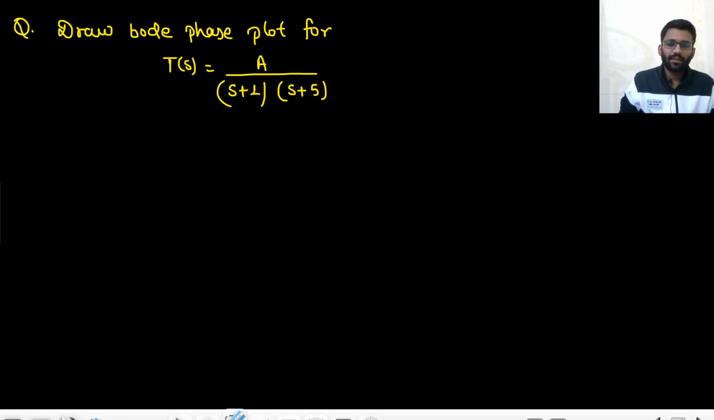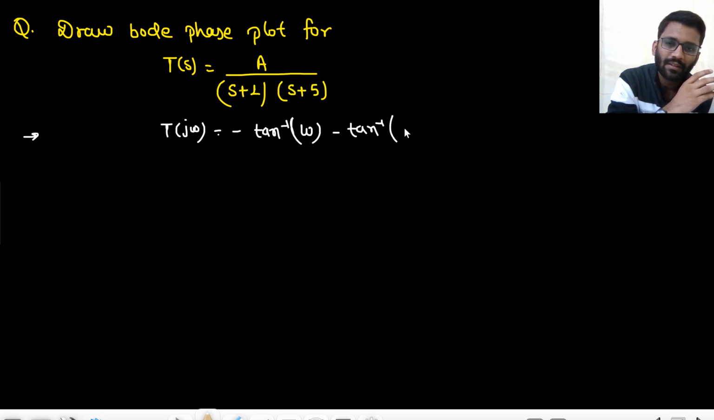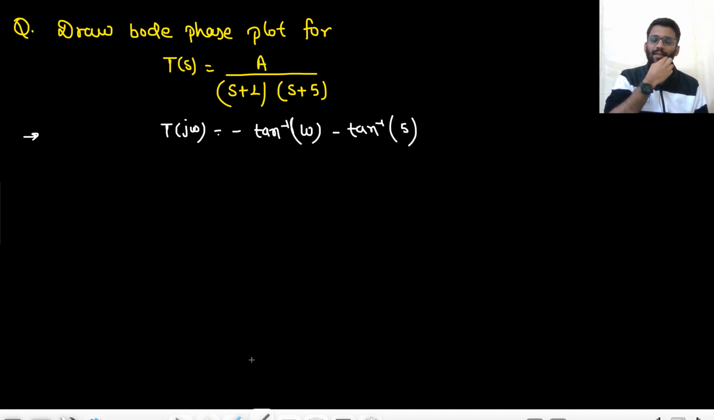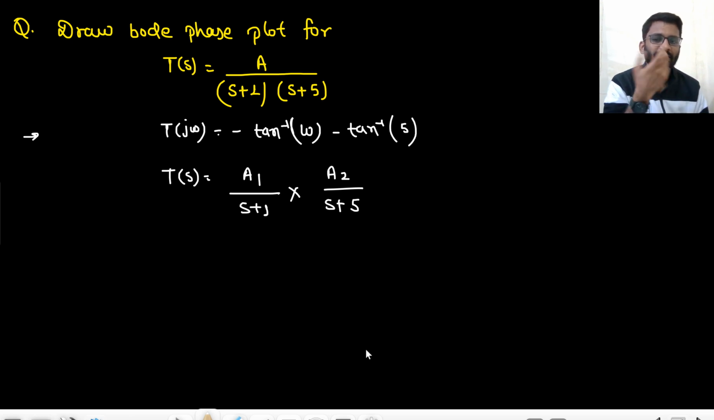We will take another example. Okay. So in this case, there are two poles. Okay. So I will make for the separate one. First, I will make for this. The angle is minus tan inverse omega, and then I will make for this. Both of them I will make. Basically, what I am doing, I can write my T of S like A1 upon S plus 1 into A2 upon S plus 5. So first make the bode plot for this, then for this, and just add them up. Then add the angles. Okay.